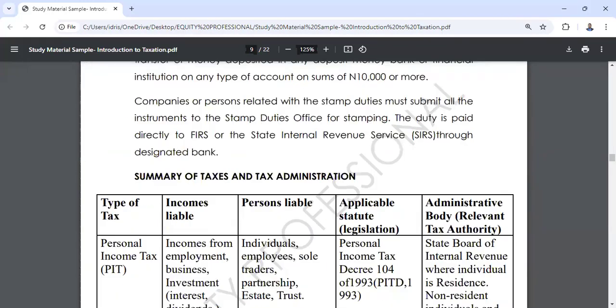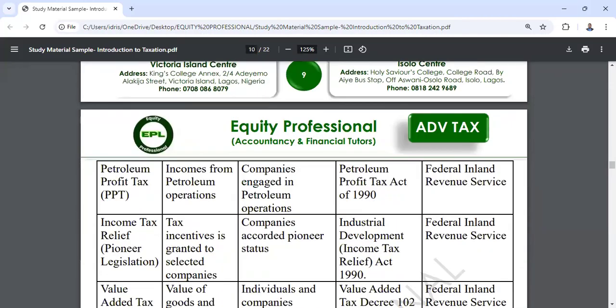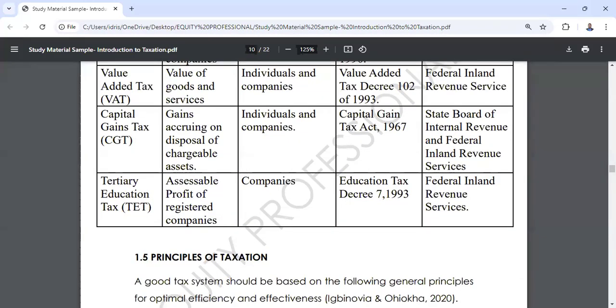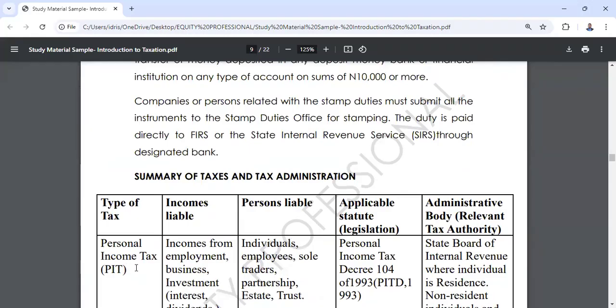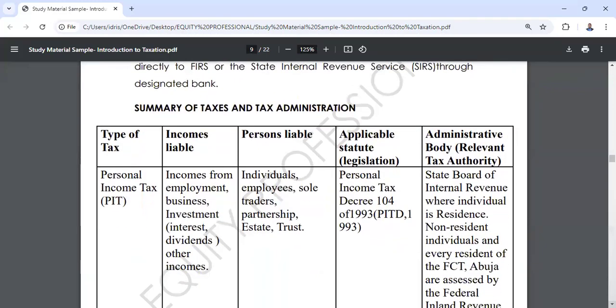I've given a summary of direct taxes, the category of people that pay the direct taxes, the tax authority that is responsible for collection of such direct taxes, and the income that is subjected to direct tax. I gave the summary of it in my lecture notes. Example, personal income tax: salaries and employment income are examples of income subjected to personal income tax. Interest earned by an individual is also subjected to personal income tax.